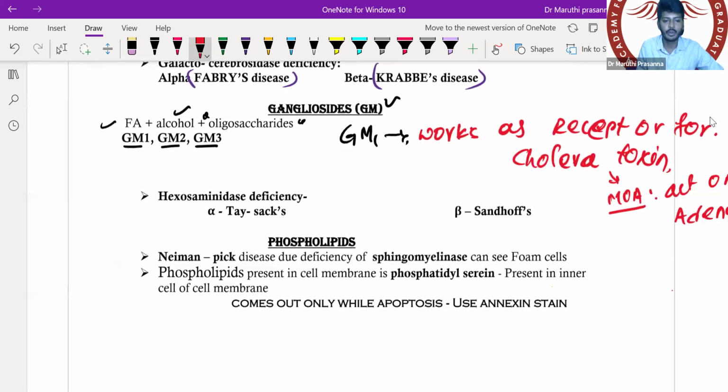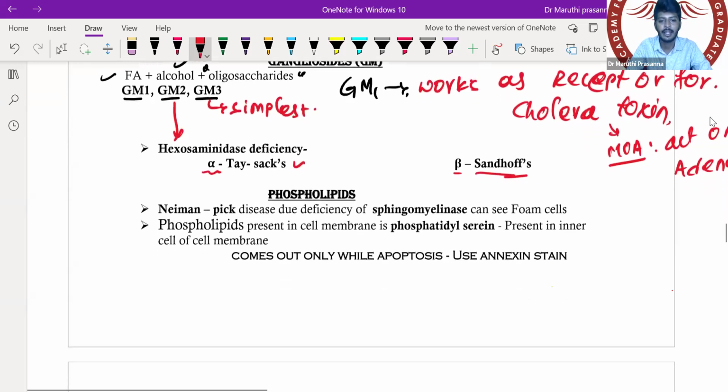So GM2 ganglioside is metabolized by an enzyme called hexosaminidase. If there is a deficiency of hexosaminidase alpha, we will get a disease called Tay-Sachs disease. And beta hexosaminidase deficiency leads to Sandhoff's disease. Beta hexosaminidase deficiency leads to which disease? Sandhoff's disease. Alpha deficiency leads to Tay-Sachs disease. Among all three of them, which is the simplest one? Simplest is the GM3 ganglioside. Okay.